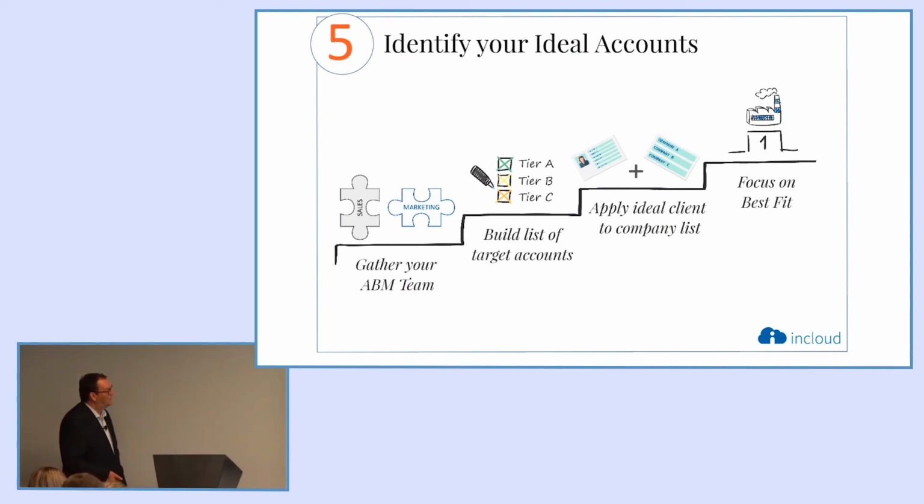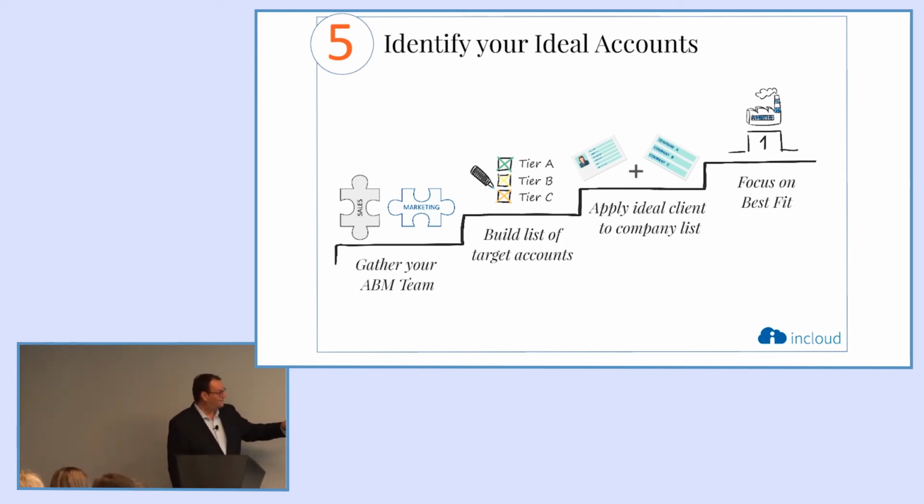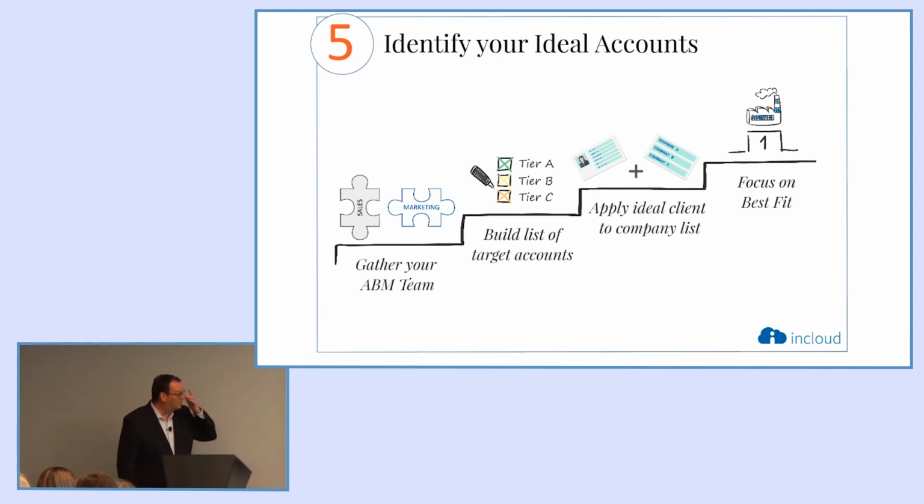So moving on to identifying the ideal customers, this is about gathering your ABM team all together and then building a list of target accounts that are based on the tier level. So we talked about that briefly earlier. The tier level is basically your best fit, the tier A, so let's just say Fortune 500 type of companies. And the tier B might be second tier, could be the Fortune 5000 type of companies. And the tier C can be everyone else.